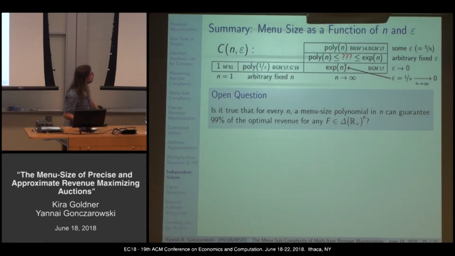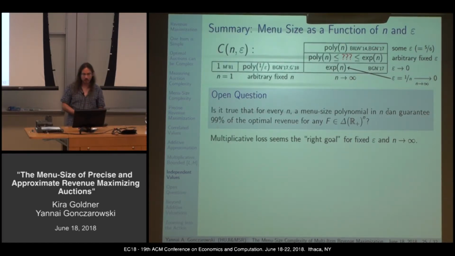And really the main open question coming from here is these question marks that were also the question marks in the graph that we saw earlier. Is it true that for every n, a menu size polynomial in n can guarantee 99% of the optimal revenue for any product distribution? Note that n here is outside the delta, so it's a product distribution. It's a distribution over R plus to the n.